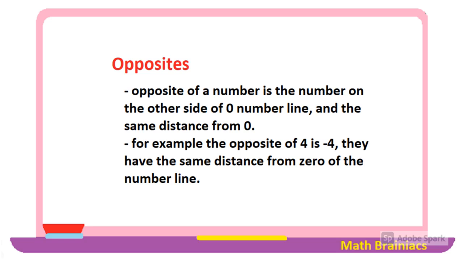While the opposite of a number is the number on the other side of zero on the number line and the same distance from 0. For example, the opposite of 4 is -4. They have the same distance from 0 on the number line.